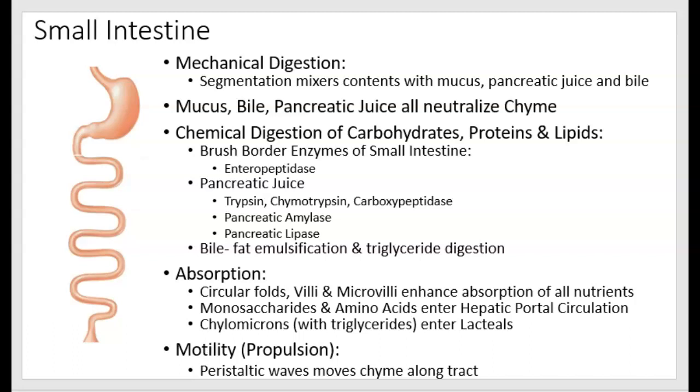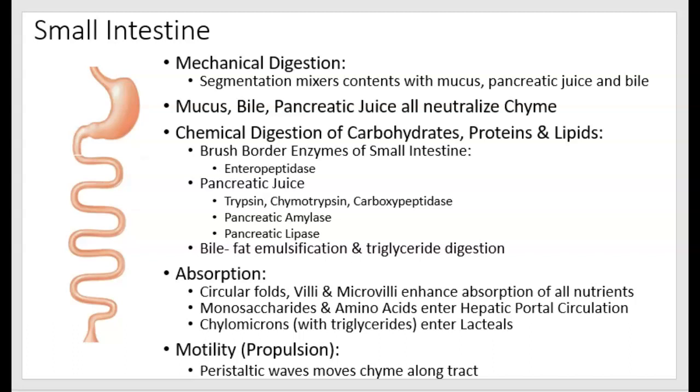All of these, mucus, bile, and pancreatic juice, help to neutralize chyme. Remember in particular that they contain bicarbonate ions. Chemical digestion also occurs in the small intestine of all the nutrient types: carbohydrates, proteins, and lipids.